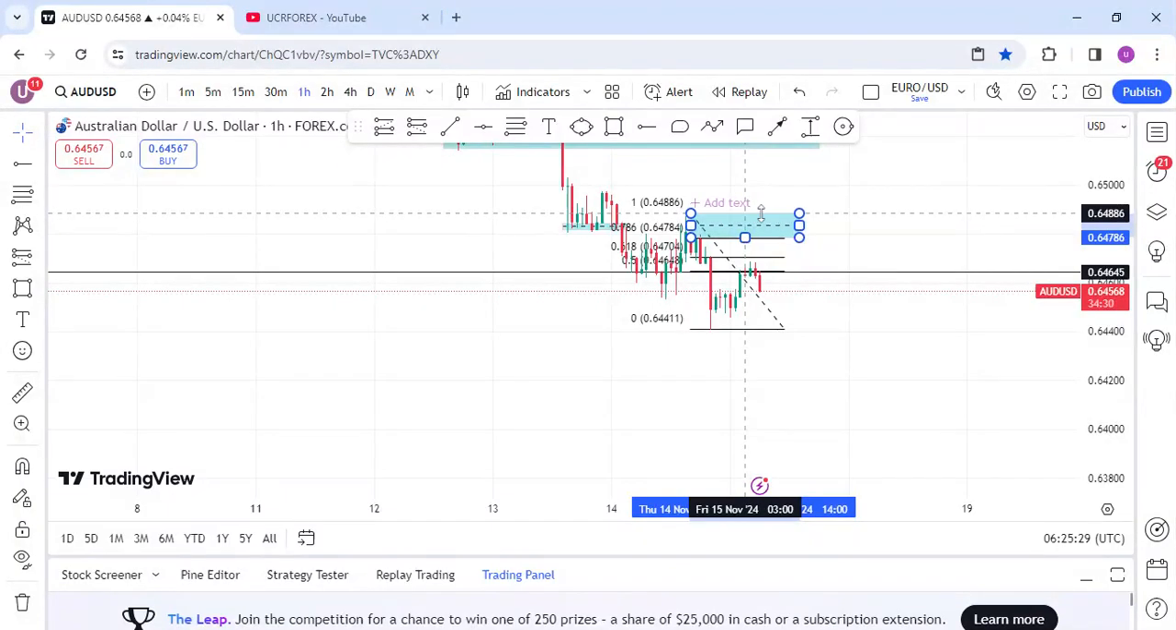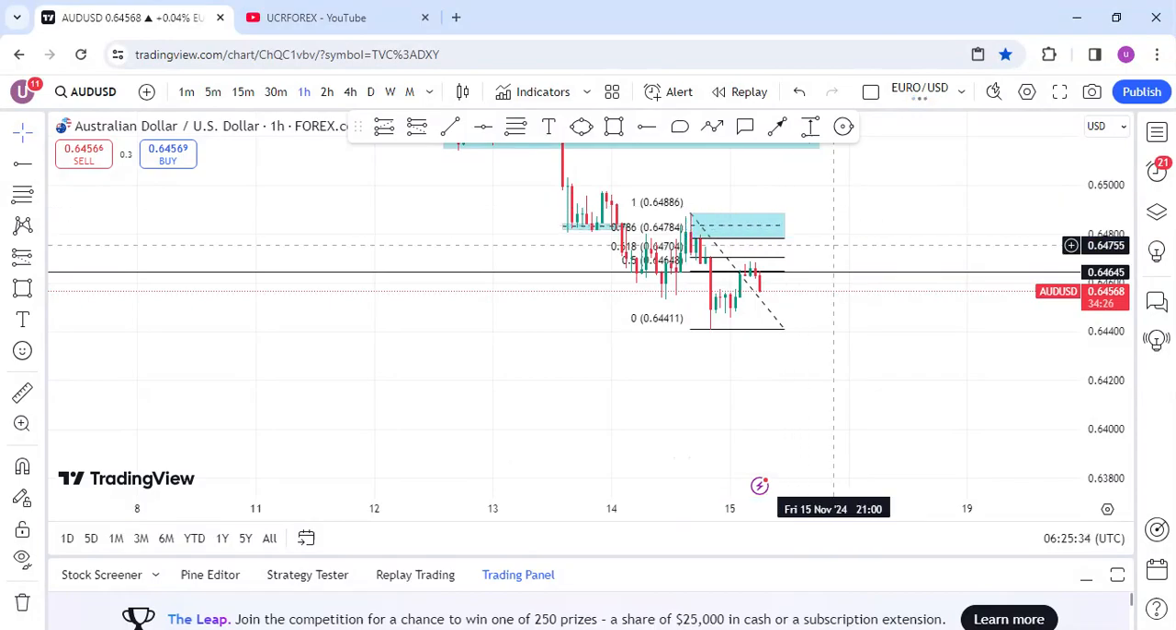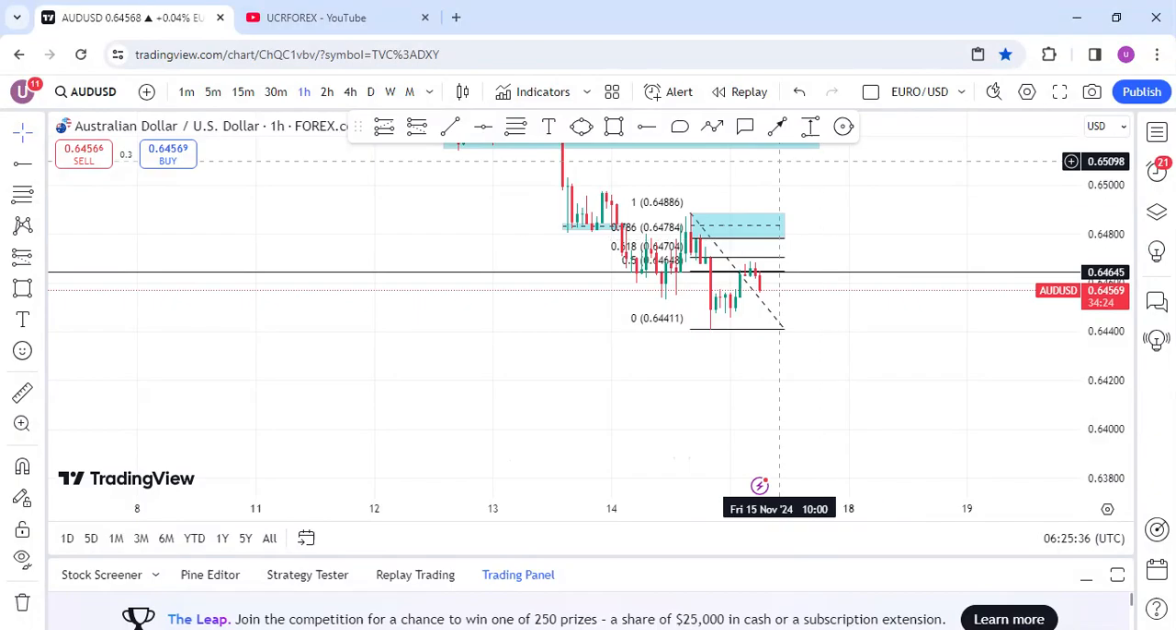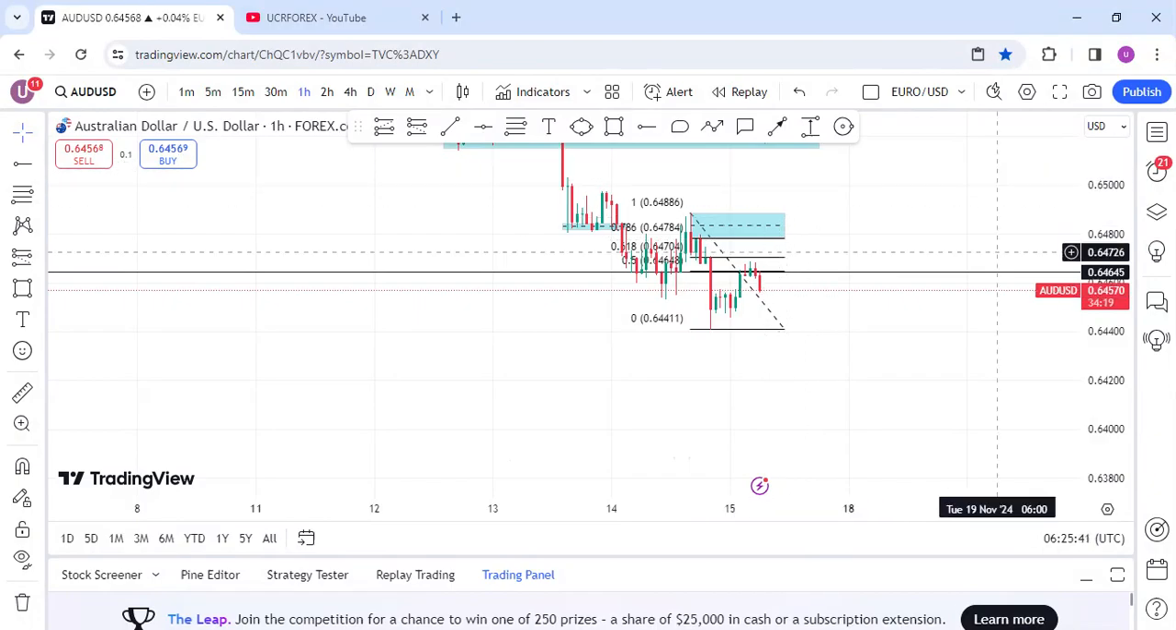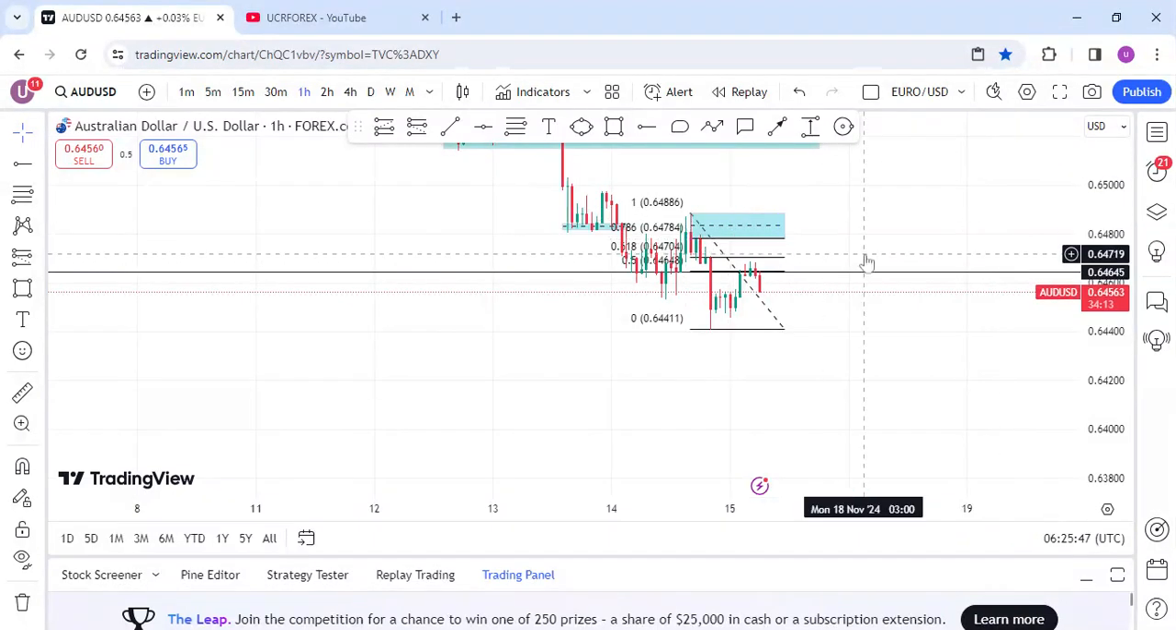But we are just looking at taking a sell for one last time. If the market breaks this, let me tell you, I will no longer look for any sell, because I will focus my mind on looking for a buy and start targeting a long-term deal. So this is my 78% discount zone.